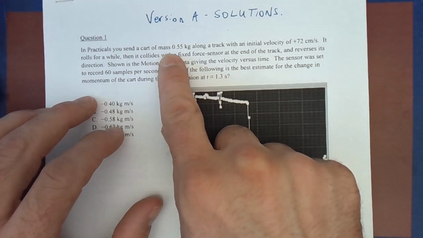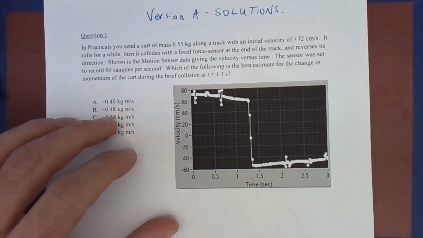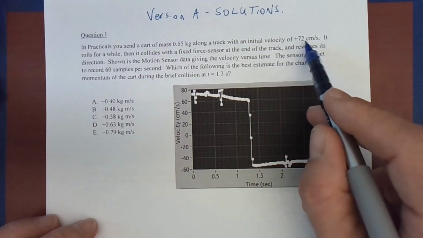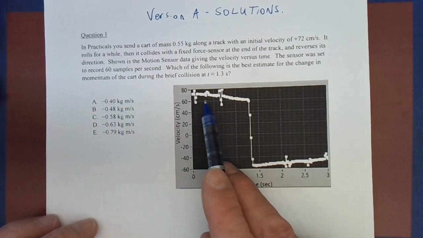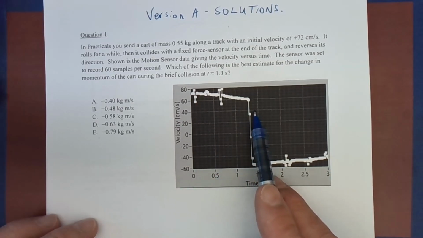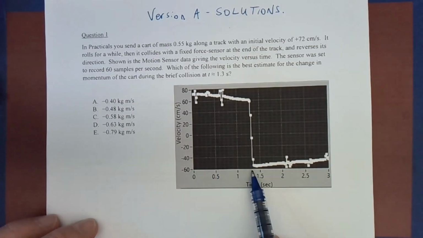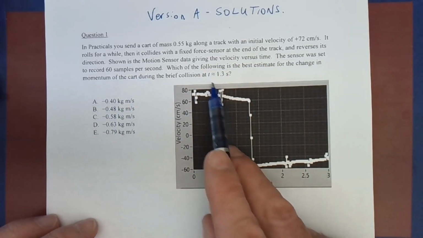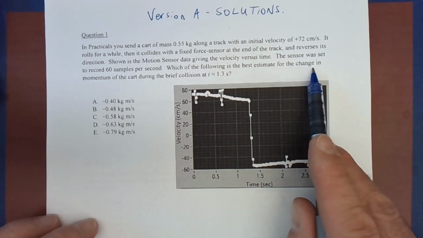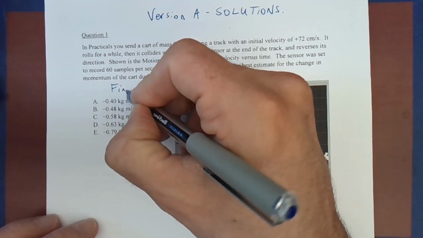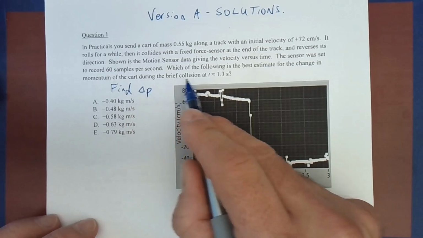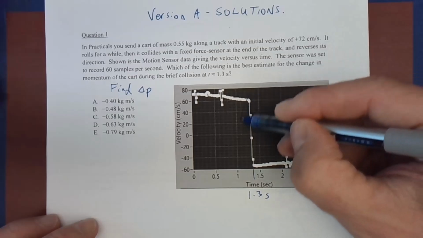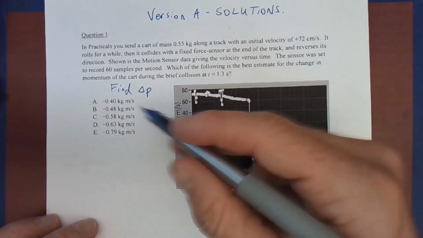In practicals, you send a cart of mass 0.55 kilograms along a track with an initial velocity of 72 centimeters per second. It rolls for a while, I guess it's slowing down, then collides with a fixed force sensor at the end of the track and reverses its direction. Shown is the motion sensor data giving velocity versus time. The sensor was set to record 60 samples per second. Which of the following is the best estimate for the change in momentum? So find delta P in the cart during the brief collision at t equals 1.3 seconds. So it's talking about this particular collision and trying to find delta P.